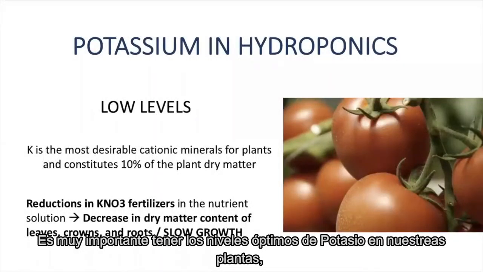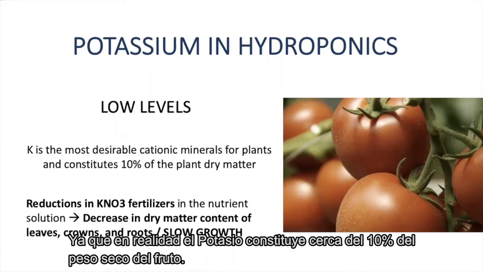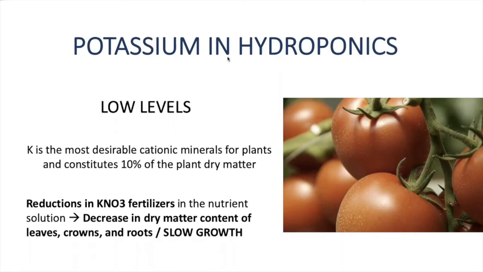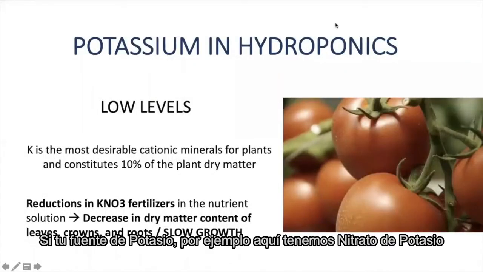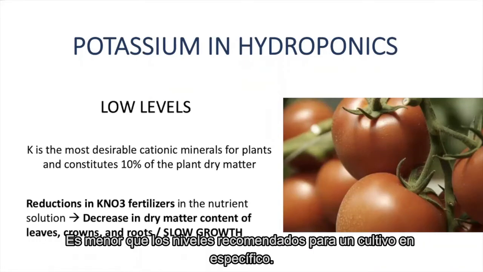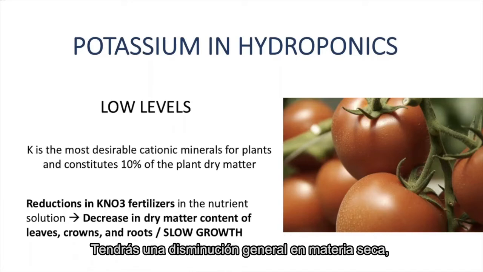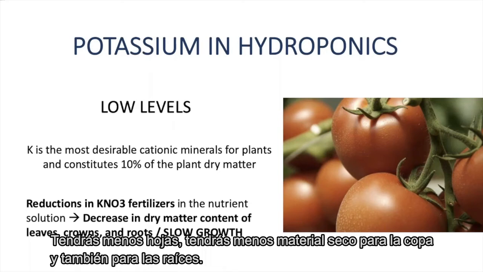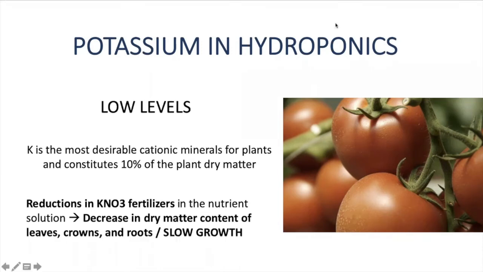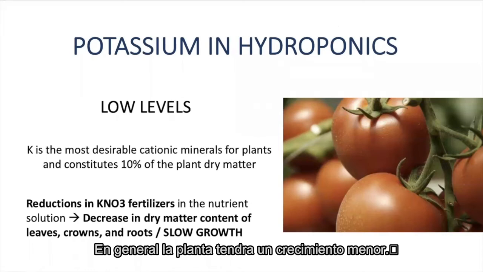It's very important to keep optimum potassium levels in our crop, because actually potassium constitutes about 10% of plant dry matter. If your source of potassium, for example, in here we have potassium nitrate, is lower than the recommended levels for a specific crop, you will have a general decrease in dry matter. You will have less leaves, you will have less dry matter for crowns and also roots. In general, the plant will have a slower growth.